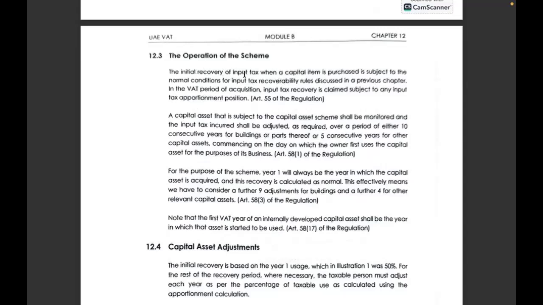So initial recovery of input tax when a capital asset is purchased is subject to the normal conditions for input tax recoverability. In the VAT period of acquisition, input tax recovery is claimed subject to any input tax apportionment position. What we do is we claim the input tax recovery in the period of acquisition.